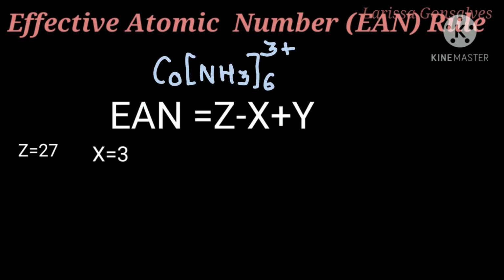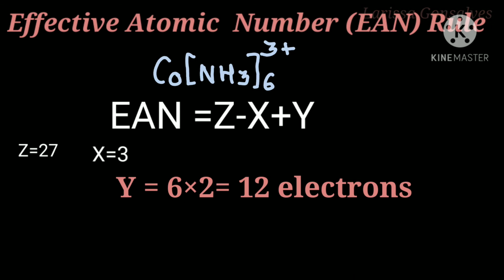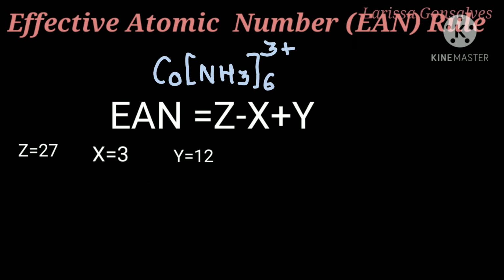Now, in order to find the value of Y, we need to look at the ligands. There is only one type of ligand, that is NH3, and 6 ligands of the same type are present. Each ligand gives 2 electrons, that is a pair of electrons. Since there are 6 ligands, 6 into 2 gives 12 electrons. Now we have all the values of X, Y and Z.